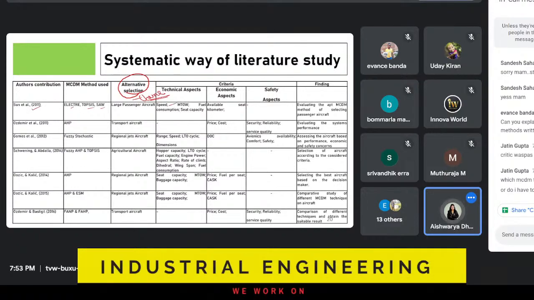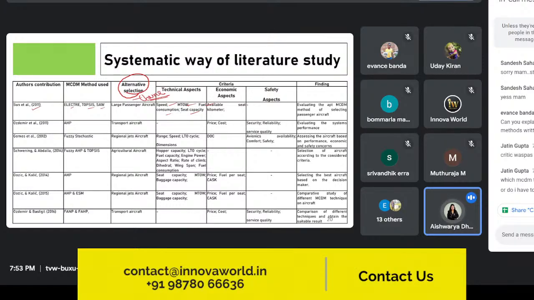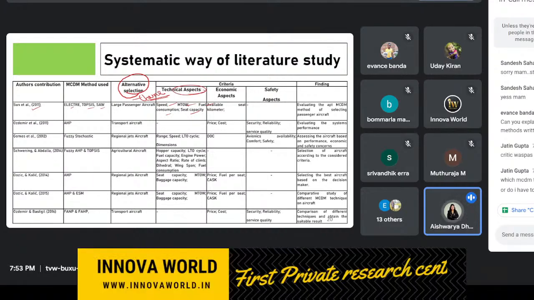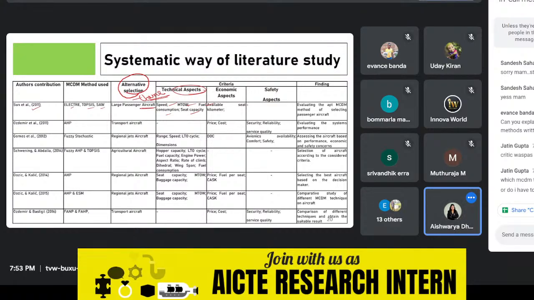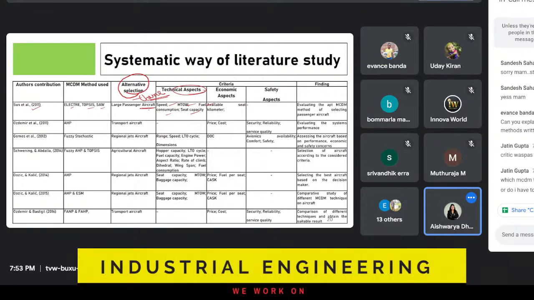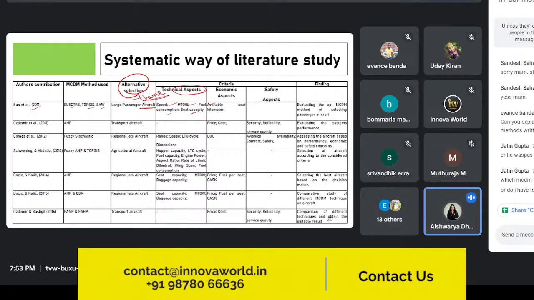Then what are the technical parameters, or if you don't have technical parameters, you have medical parameters, or you can segregate the aspects. I have segregated the aspects into technical, economical, and safety. If you have other parameters, you can classify them. Could you follow me? Based on your theme, here my theme is aircraft, and based on my aircraft, I am following up with my technical aspects, economical aspects, and safety aspects.